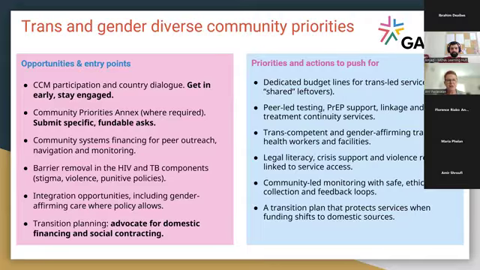So for the trans and gender diverse community, priorities include dedicated budget lines for trans-led services, an increasing focus on peer-led interventions as highly effective in reaching the trans and gender diverse community. We also need training to ensure trans-competent and gender-affirming health service provision, especially when we're looking at integration into primary healthcare facilities. We need legal literacy responses and violence responses, especially for community members who are experiencing gender-based violence. We need community-led monitoring as an essential accountability tool. And we also need transition plans that protect services for trans and gender diverse persons as we shift towards domestic funding. Next slide, please.